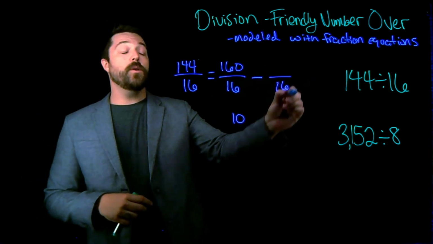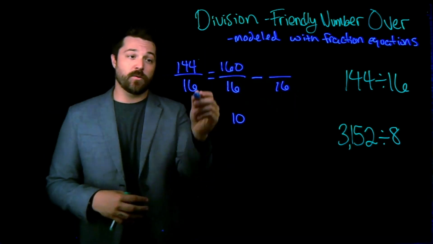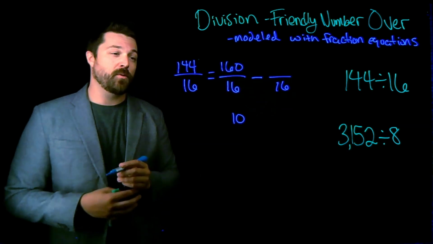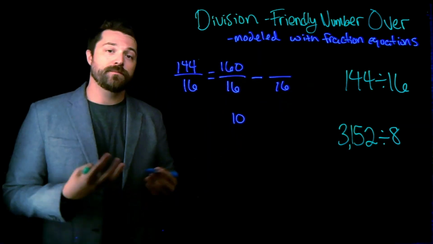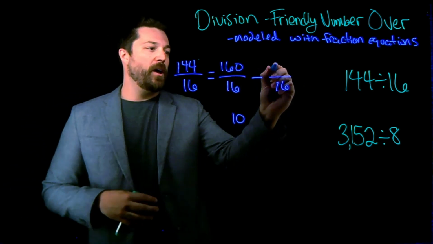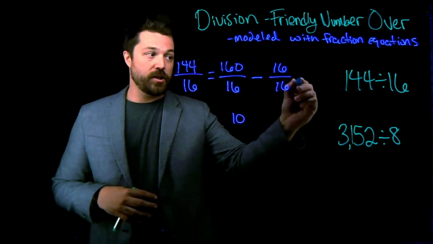So to figure out what we have to subtract from 160 over 16 in order to get 144 over 16, I just have to think about the numerators. So what do I need to take away from 160 to get to 144? And in this case, it works out really well. It's 16. So now I know that this equation is true.